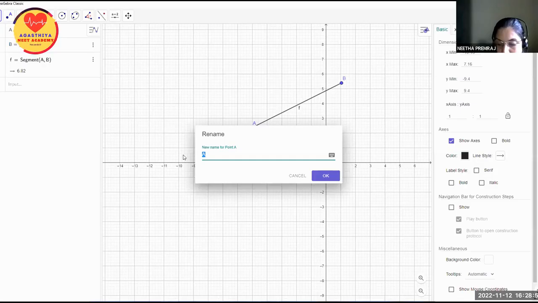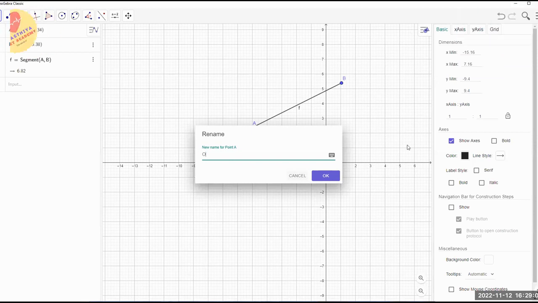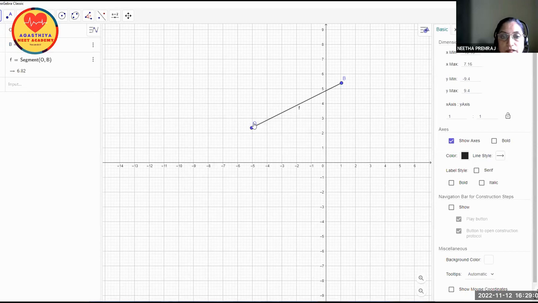Okay, this I name as O, center of the circle. What happened? It's not changing. Your screen is not visible, ma'am. Oh, I'm sorry. Wait. I'm sharing my screen. Wait a minute. Now I hope you could see my screen. Yes, ma'am. Okay. So this is the center of the circle.